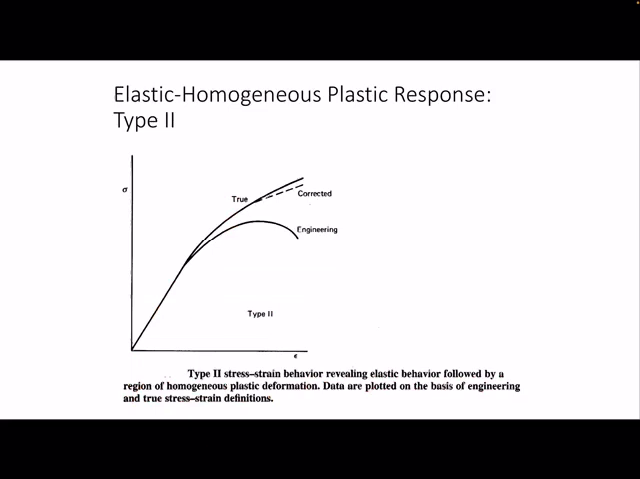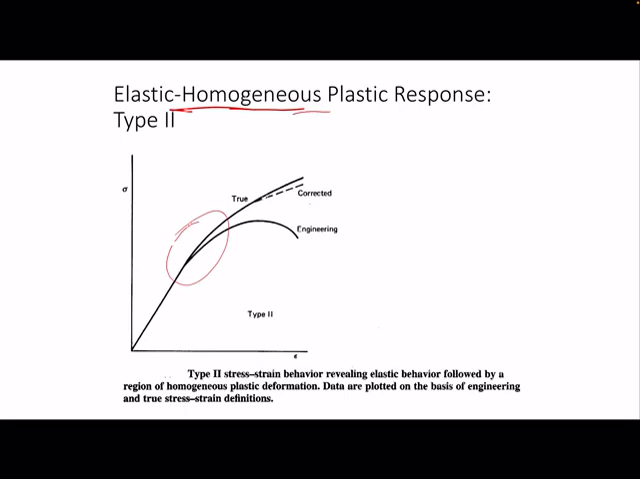Then, that first one was just elastic response. The second type of stress-strain curve that we want to look at is elastic homogeneous plastic response. Why do we say homogeneous plastic? It means that at the point of yielding, there's not a real clear indication of your yield point. And we also want to describe it in terms of the true stress and true strain.